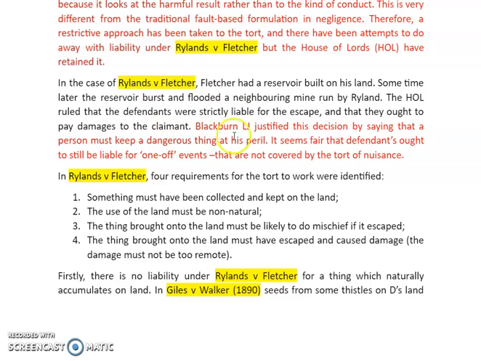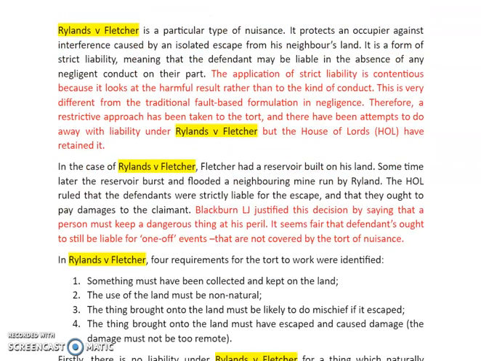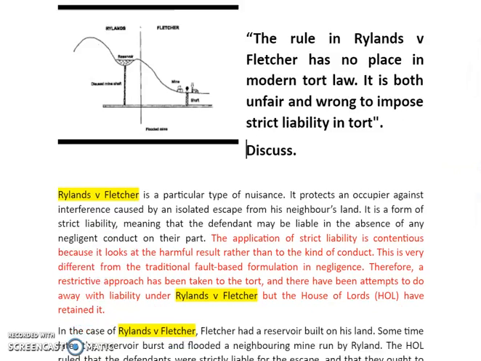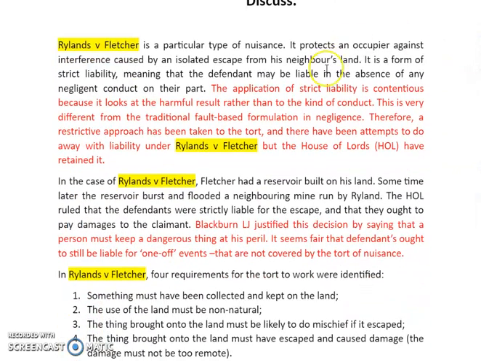And the judge in that case, Blackburn Lord Justice, justified this decision by saying that a person must keep a dangerous thing at his peril. And it seems fair that the defendants ought to be liable for one-off events that are not covered by the tort of nuisance if they've kept something that's potentially dangerous on their land. So again, that red font is referring back to the question. And you'll start to see a pattern in this answer in that it goes black, red, and so on. And that's showing that we've got a nice mixture of rule and evaluation.